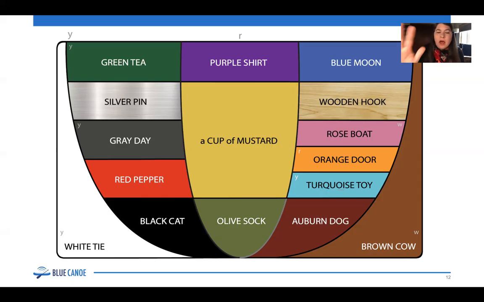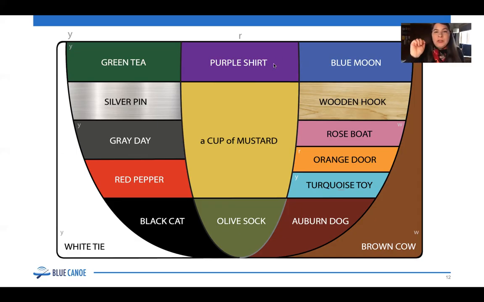Turquoise toy, oi. Orange door, or. Rose boat, oh. Wooden hook. Blue moon, ooh.